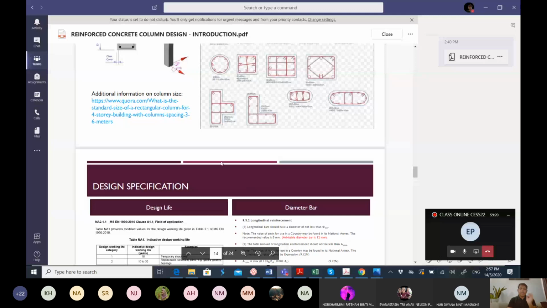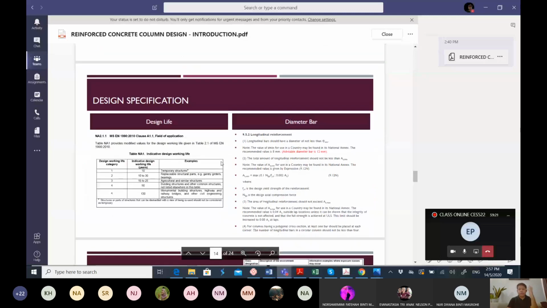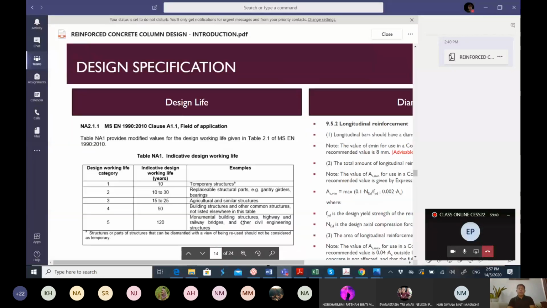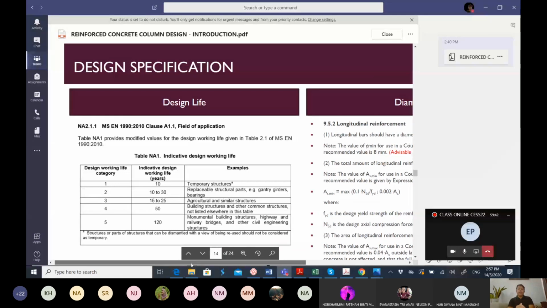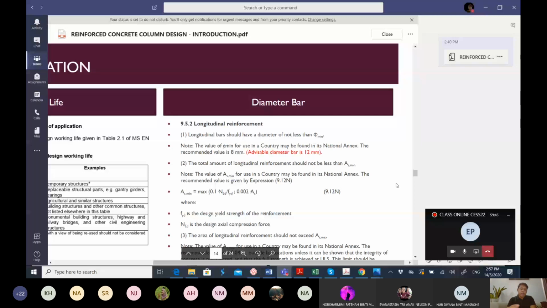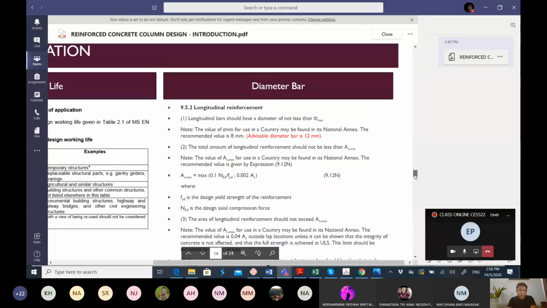Okay, so next is the design life as usual, either 50 years or 100 years, depending on the type of building that we're going to design. On the diameter bar, I would like to explain more here. You have to be careful on the diameter bar of the column. It's a bit different from your beam and also your slab. The longitudinal bar should have a diameter of not less than the minimum diameter. Normally our minimum diameter is 8 mm, but it's advisable for you to apply 12 mm and above.